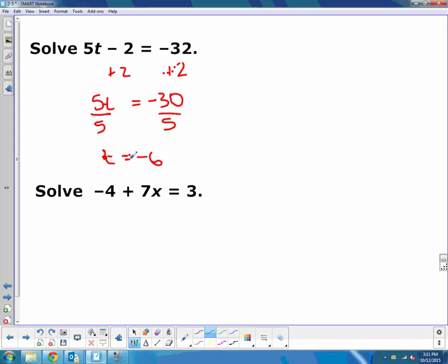And you can check that. 5 times negative 6 minus 2. 5 times negative 6 is negative 30. Minus 2, negative 32. And it does work.